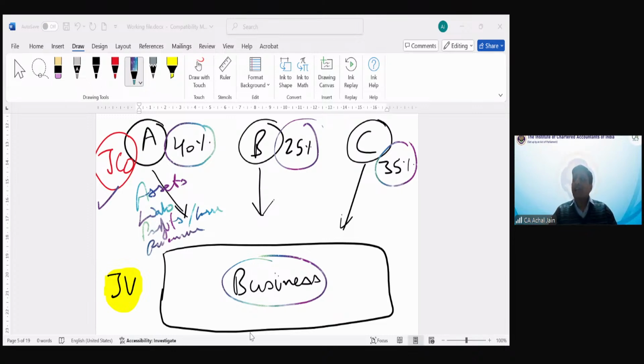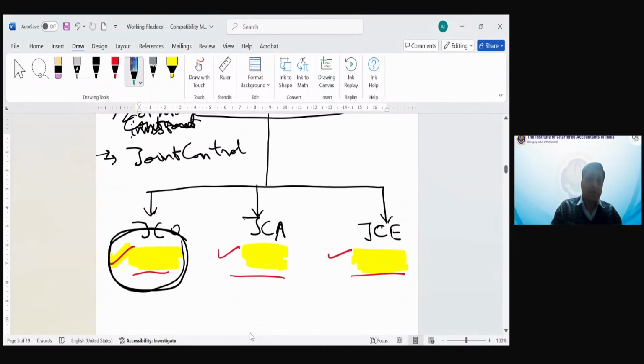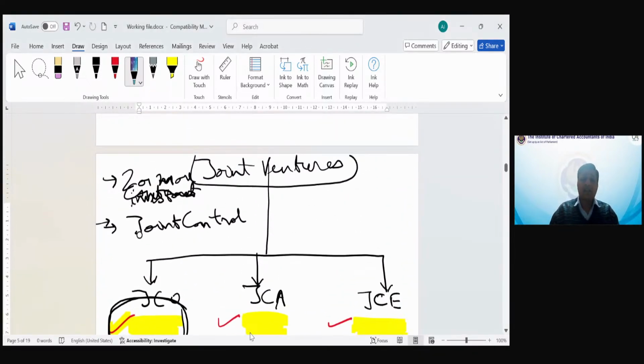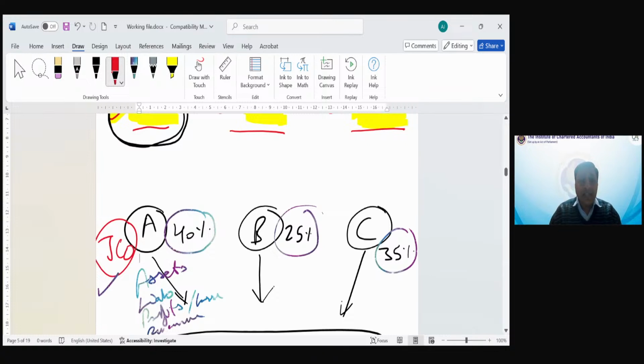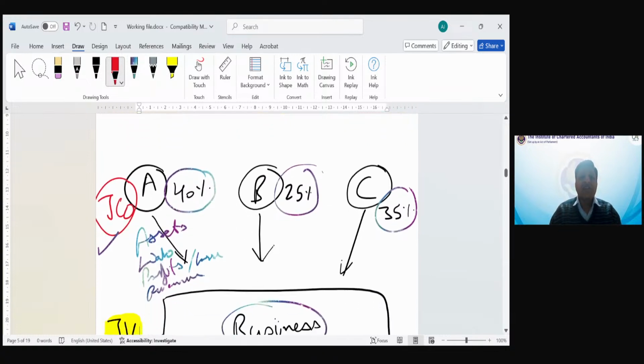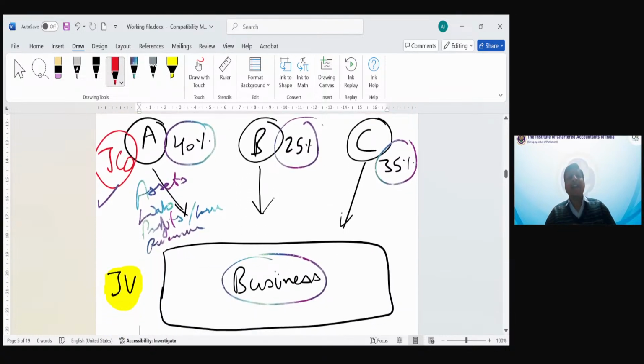So every time there is a JCO, there are two important criterias. What are the two important criterias? First of all, these three conditions have to be fulfilled. That is first. And second, features of JCO or the criteria for JCO should also be there. Okay. Clear on this?